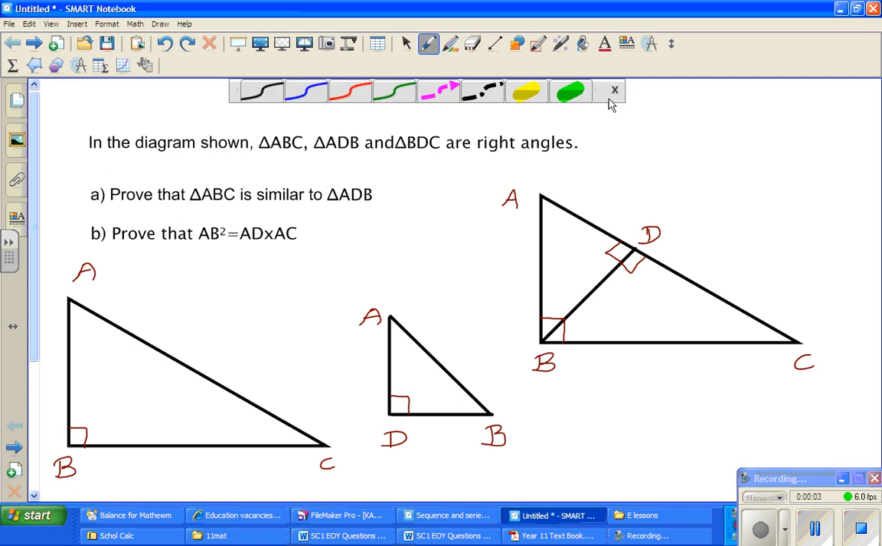Continuing with geometry proofs, we are going to prove a very important result which we will be using to prove Pythagoras theorem.